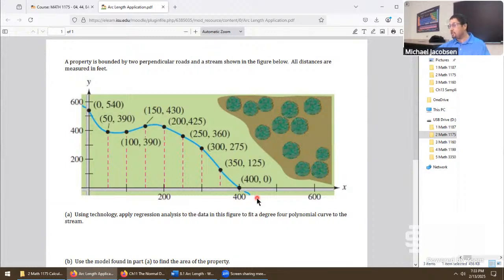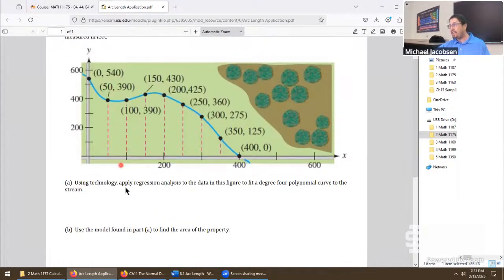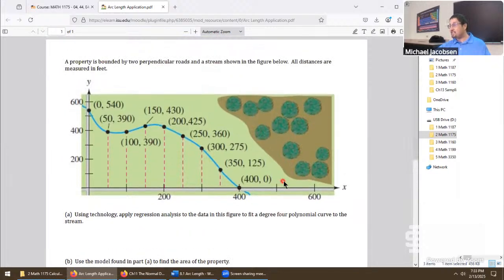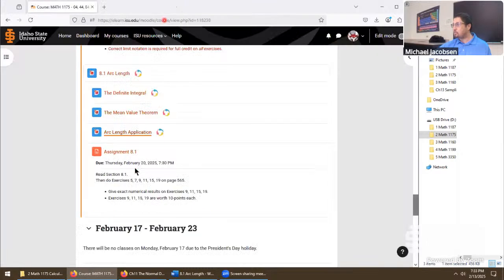And so what you'd also want to do is, for this data right here, fit a function to it. It's asking for a degree 4 polynomial curve. Degree 3 is going to work as well. And then once we have that, we can find the area under this curve. We can also find the length of this curve, which would be the approximate length of the stream as well. So this is a very honest, messy application, as most real world applications are. A good one to give a try. Again, I'll post the solutions to this one down below afterwards, but it's a fun one to give a try on your own as well.